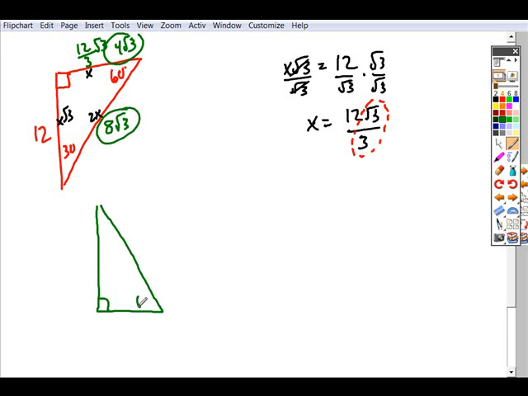Okay. So again, if I gave you the side opposite 30 degrees, and it was, let's say, 30, what does that mean the other two sides of this triangle are going to equal? The shorter leg will be what? 30 divided by 3, which is 10 root 3. And then the hypotenuse will be double that, 20 root 3.